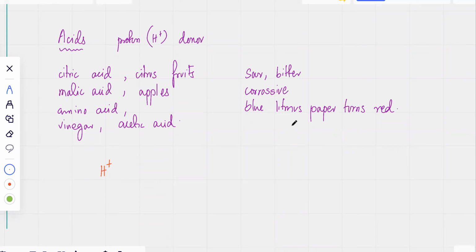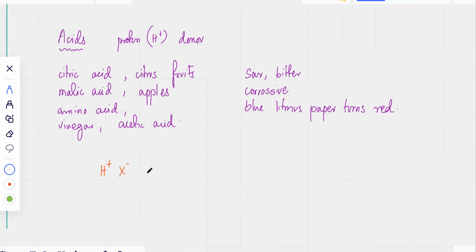The other ion, the rest of the molecule, could be anything, but it's going to be a negative ion. Remember, there's going to be a positive ion attached to a negative ion. So every acid has H plus ions. You can't produce H plus ions if you don't have H plus ions in the first place. Positive ions are always attracted to a negative ion, so there must be some other negative ion.